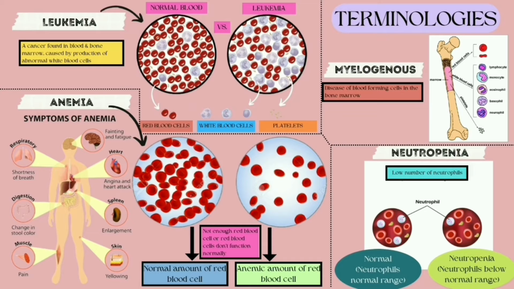Next, the word myelogenous means that the disease of blood-forming cells in the bone marrow. So the last terminology, we have the word neutropenia. Neutropenia basically means that the number of neutrophils is very low. So you can see from the picture, a person with normal neutrophil range and a person with low number of neutrophils.